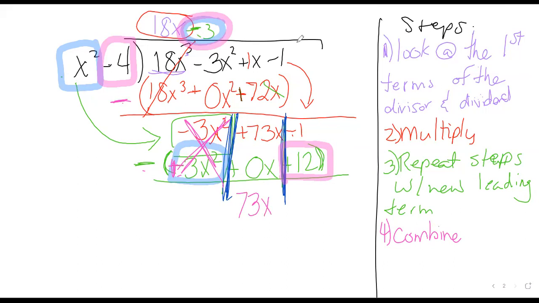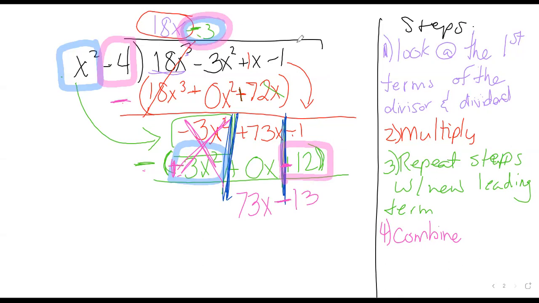73x. Now, negative 1. And now this is a negative times a positive, which gives me a what? A negative. So now it becomes a negative 12. So now it's negative 1 minus 12, which is the same thing as saying 12 plus 1, which is what? 13. And I'm going to be keeping that negative sign.